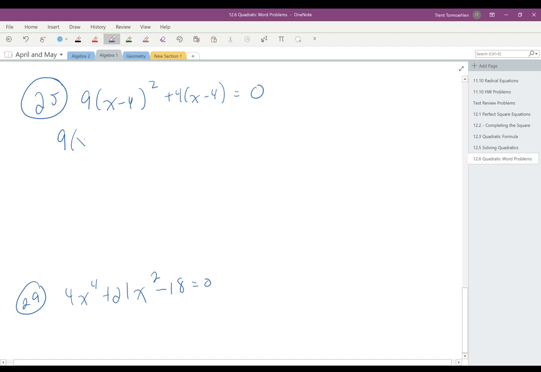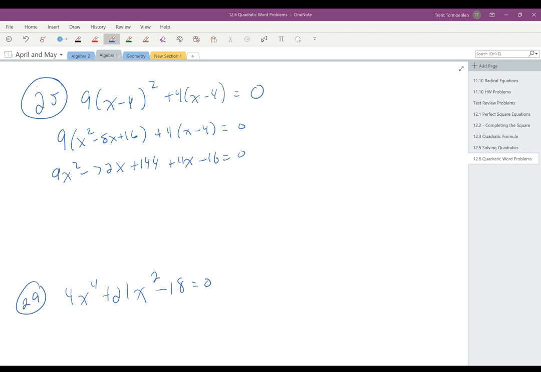And so that's going to give you (x squared minus 8x plus 16) plus 4 times (x minus 4). Let's do the distributive property now. So 9x squared minus 72x plus 144 plus 4x minus 16 equals 0. So that gives me 9x squared minus 68x plus 128 equals 0. That's not a real pretty thing, but we can use the quadratic formula on it.